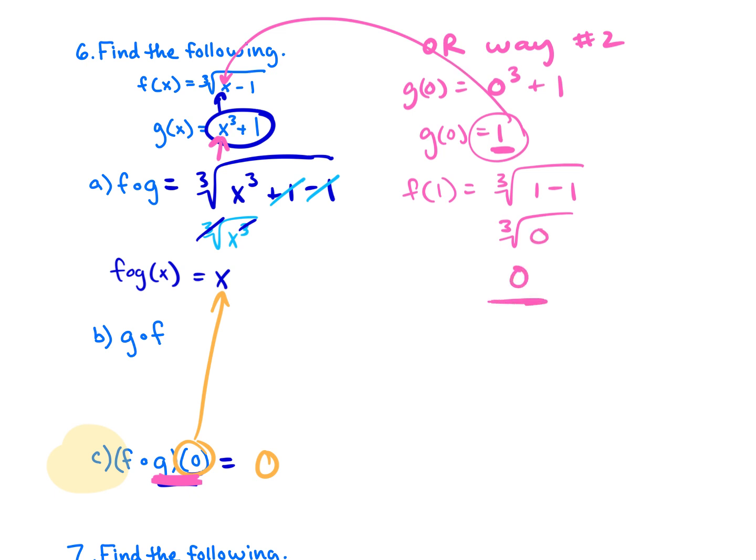So you end up with the same answer. You could do it either way. So you can find f of g of x first, then plug in your 0, or you can plug in the 0 into g, get that answer, and then plug that answer into f.